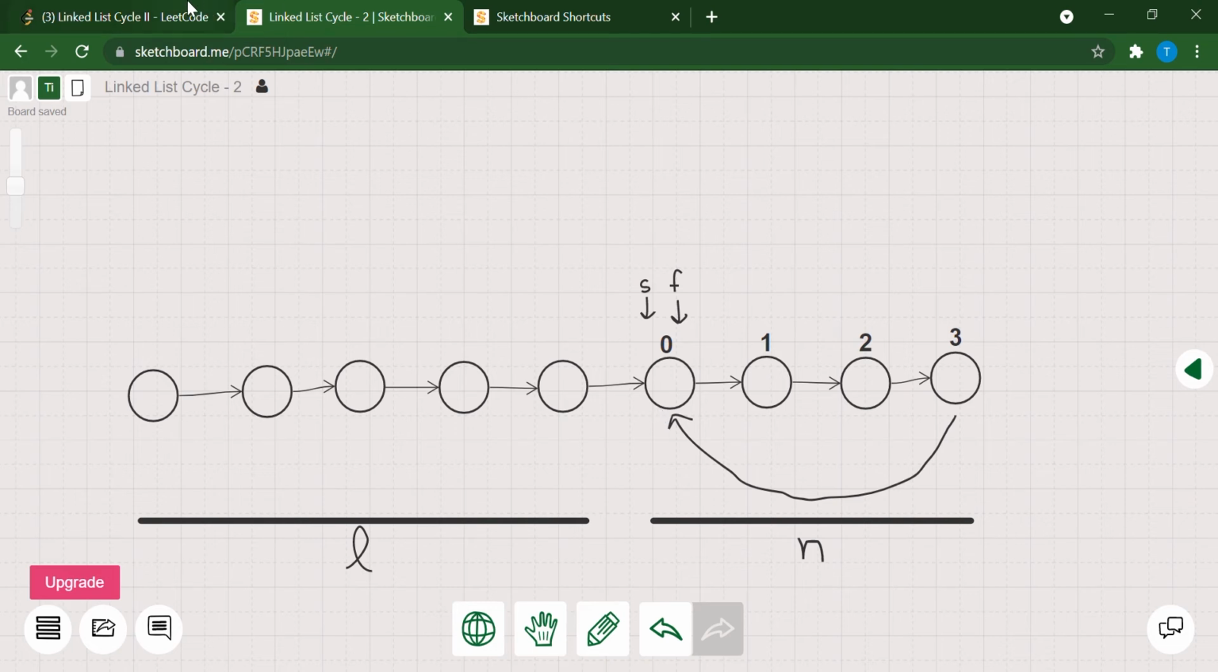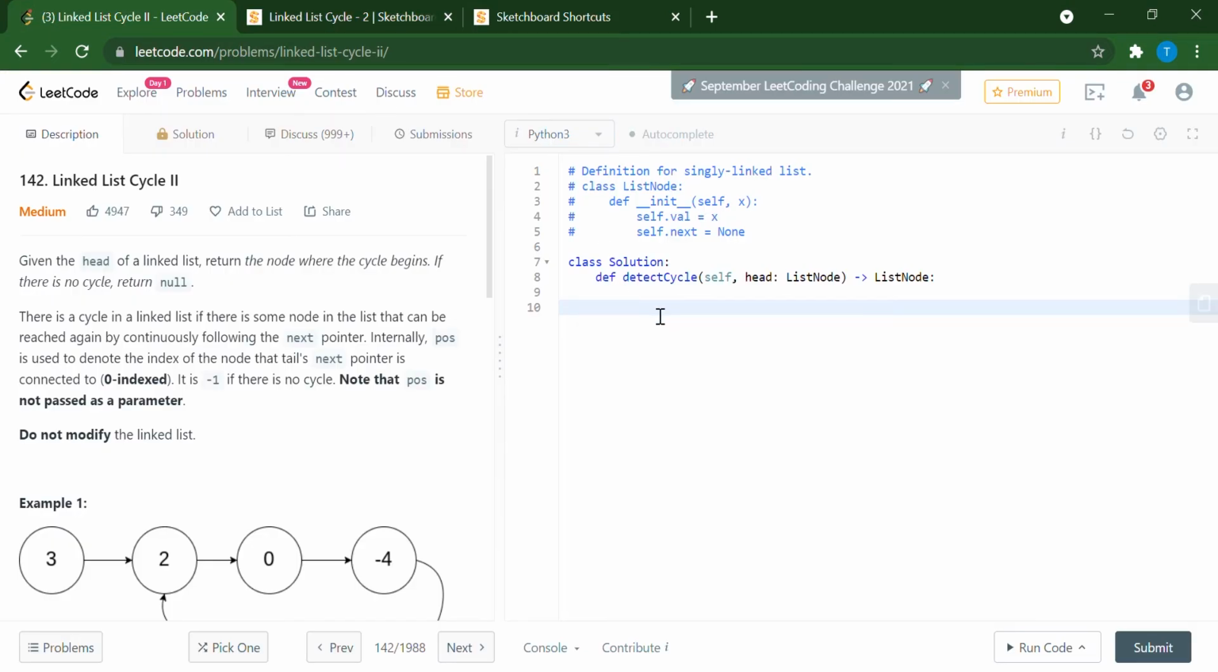So let's just code it up now. Coding it up is pretty easy. All I need to do is implement plain old Floyd's algorithm first. So I'm going to say s is equal to head, f is equal to head, and count is equal to 0, while f is not equal to none.